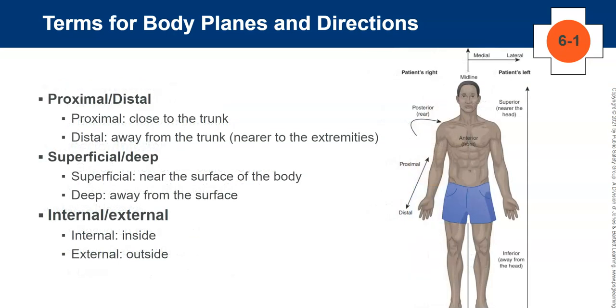Additionally, we can use some terms to help further distinguish where perhaps an injury has occurred. For example, if we just looked at the upper arm, we can see proximal perhaps would be closer to the elbow, distal would be closer to the wrist. Superficial might be something that is near the surface of the body, say an abrasion or a simple burn. Deep would be away from the surface, maybe a penetrating laceration or a 3rd-degree burn. We can also use the terms internal and external.